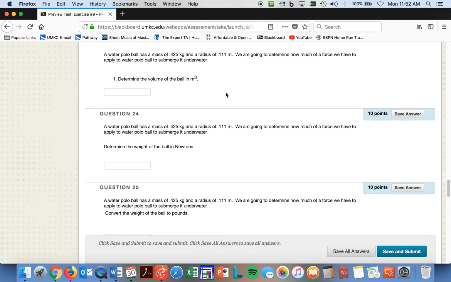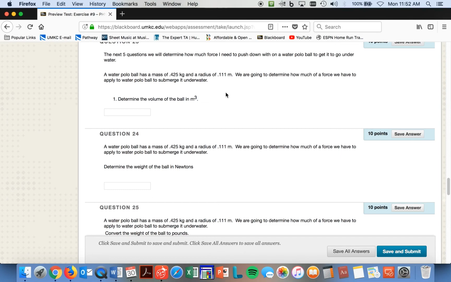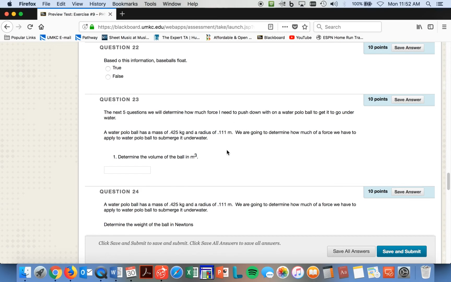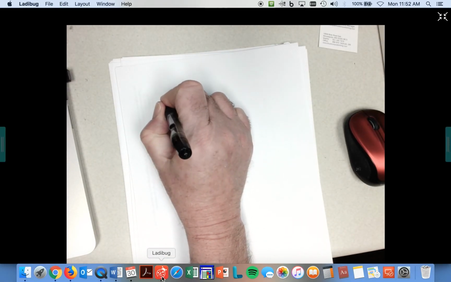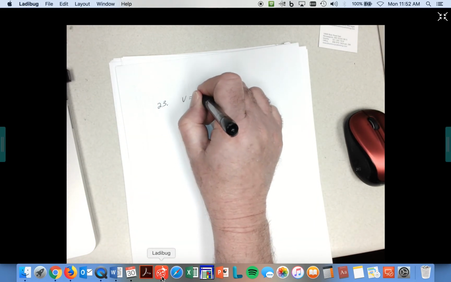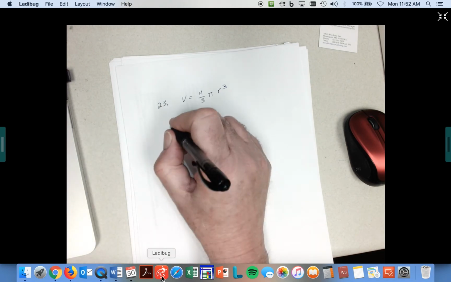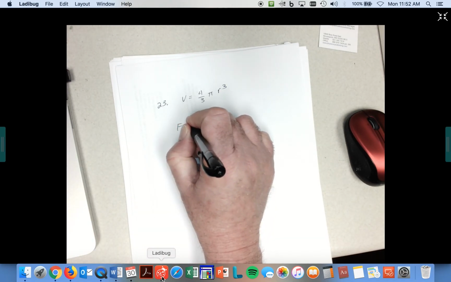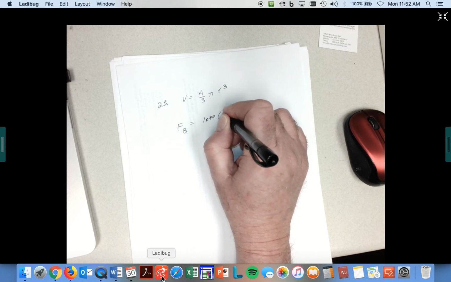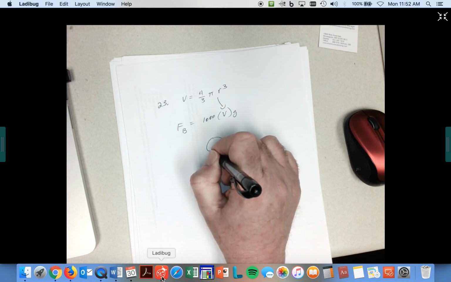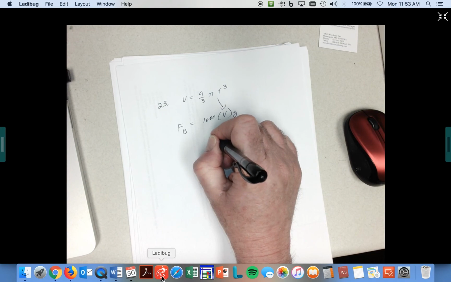All right, I think I really walked through this in the lecture videos. If you actually go through it, and this time I give you the radius, so it's not too bad. So you can find the volume of the ball, which again is 4/3 pi r cubed. Okay, so for problem 23, the volume is 4/3 pi r cubed, and I've already shown you how to work that out. And the buoyant force that you're going to get will equal 1000 times the volume times g. That's how much force is pushing up, and you've got to push down.